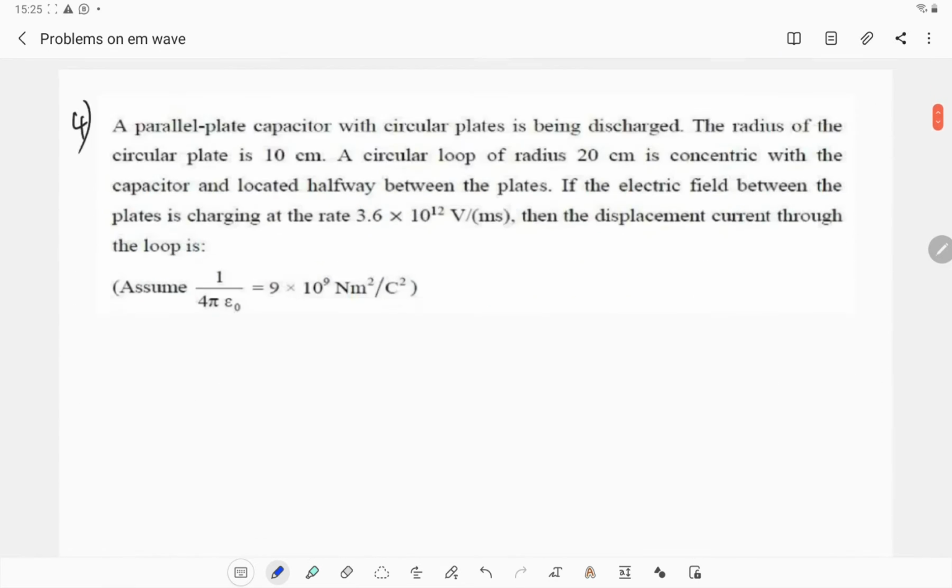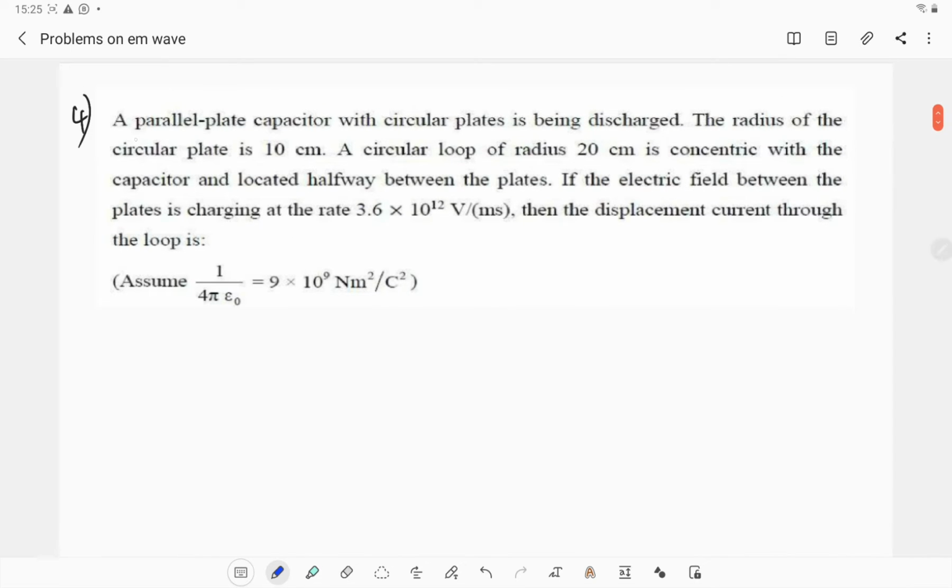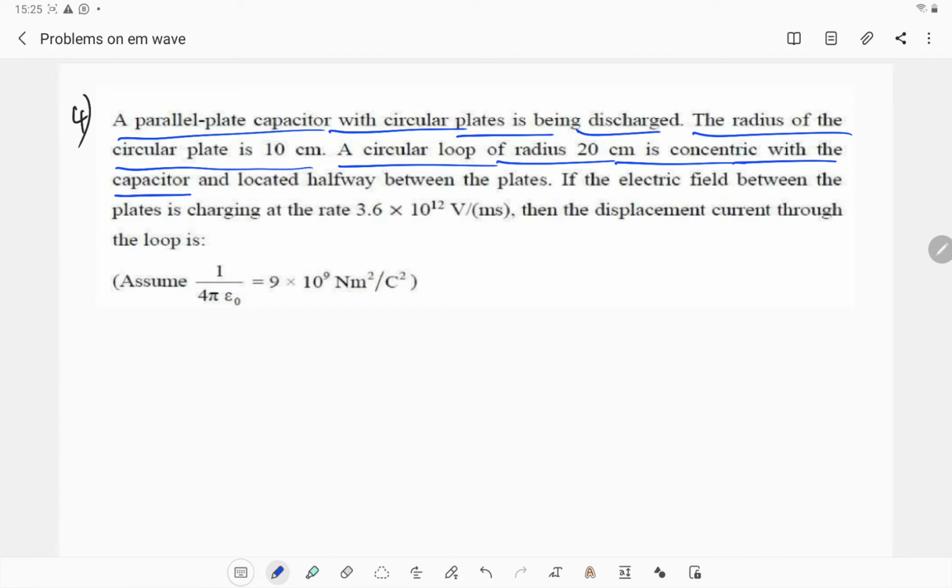And fourth one, a parallel plate capacitor with circular plates is being discharged. The radius of the circular plate is 10 cm. A circular loop of radius 20 cm is concentric with the capacitor and located halfway between the plates. If the electric field between the plates is changing at a rate of 3.6 into 10 to the 12 volt per meter second, then find the displacement current through the loop.